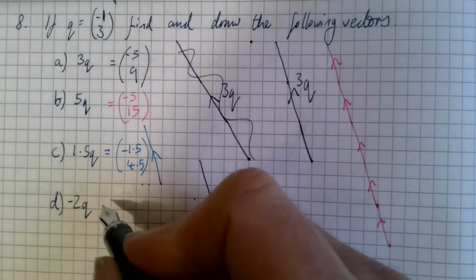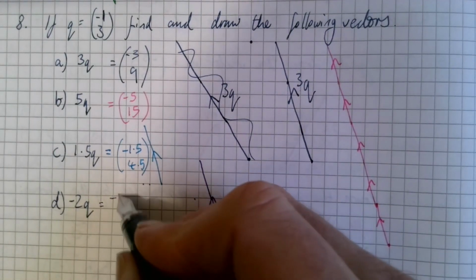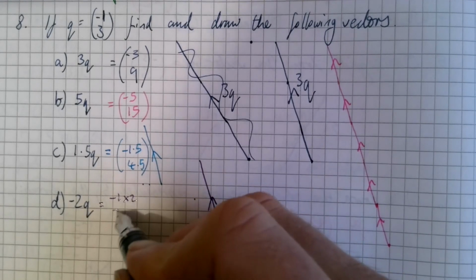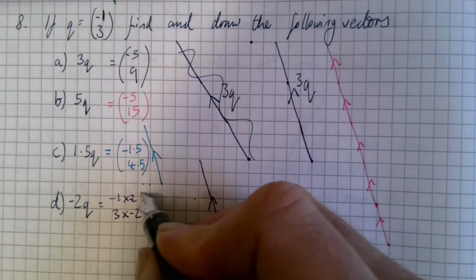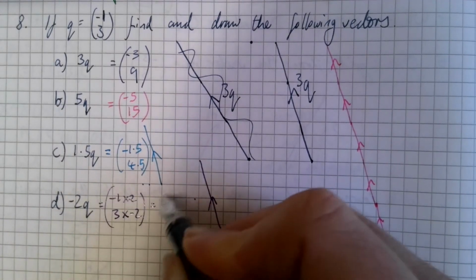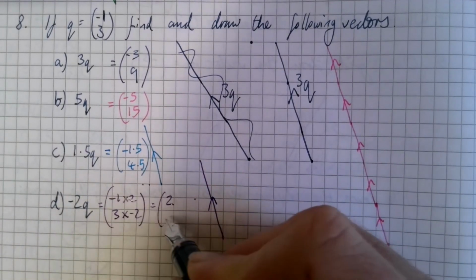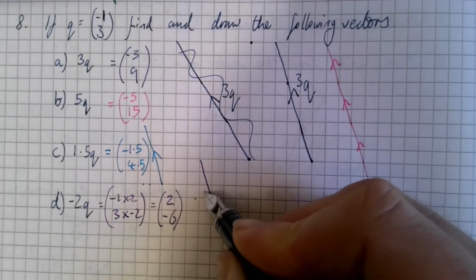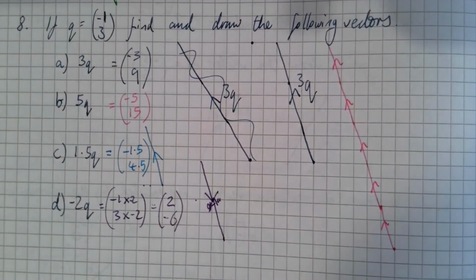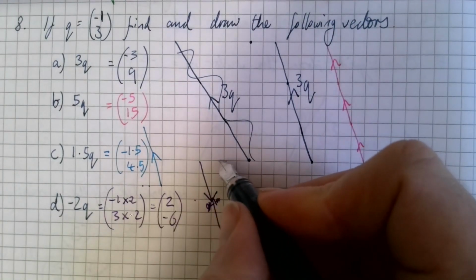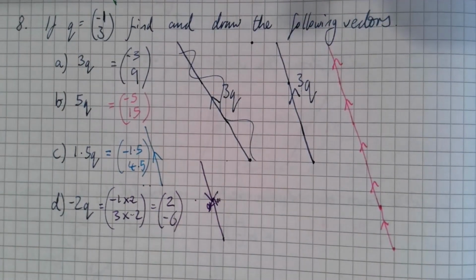So when I times negative 1 times 2 and 3 times negative 2, when you times by a negative, of course, that's going to change it to positive 2 and negative 6, because we're going in the other direction. All I've got to do is change the arrow on there, because it's 2 to the left and 6 down.